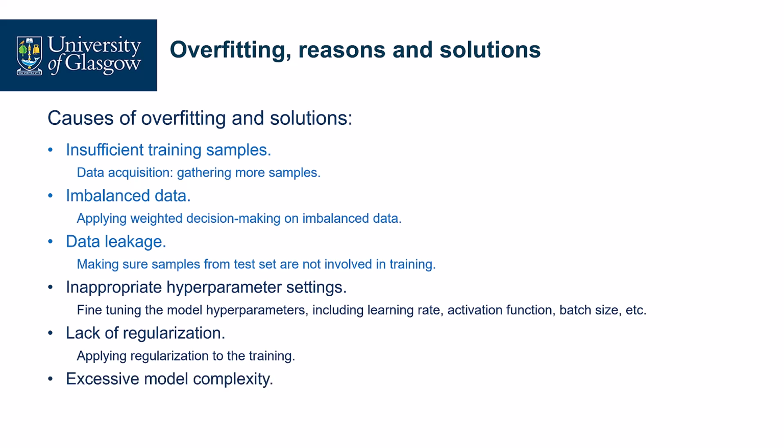The last reason is that the model could have excessive complexity. The model is too complex, and this sometimes causes overfitting. In this case, we need to reduce the layers or the neurons to make the neural network simpler. This can also help to avoid overfitting.